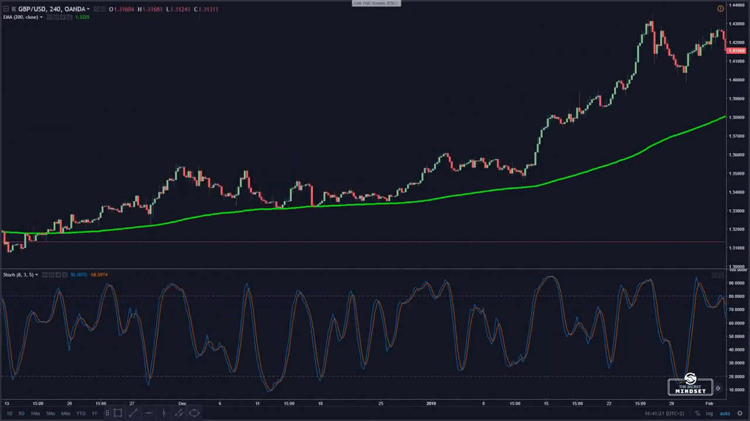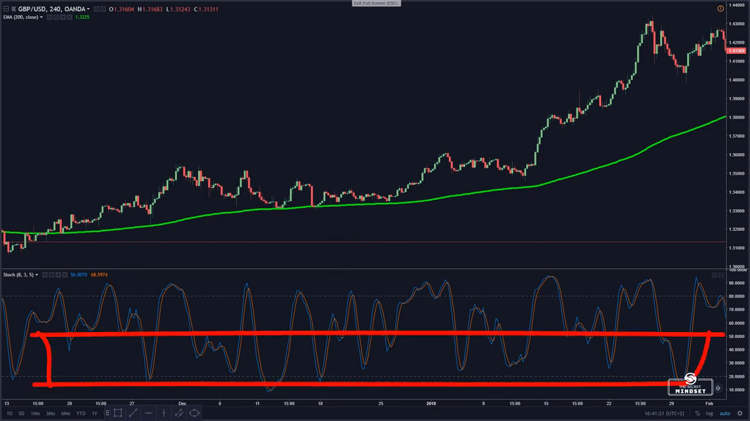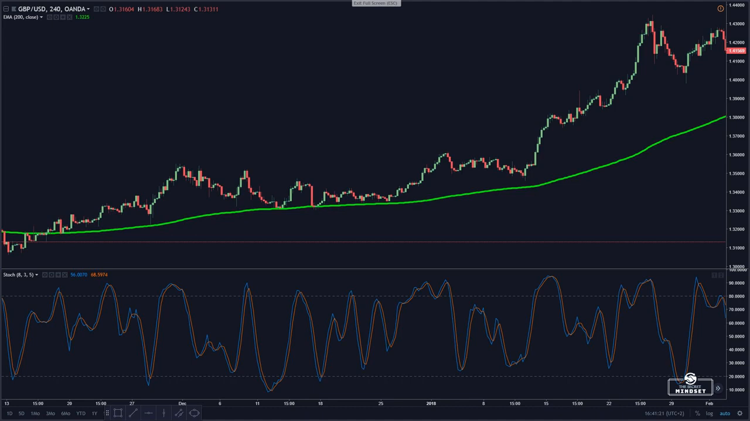Here's the pound dollar on the 4 hours time frame. We determine the upward trend with the 200 EMA, and we start searching for divergences on the lower side of the indicator, and we only consider to go long on the market.